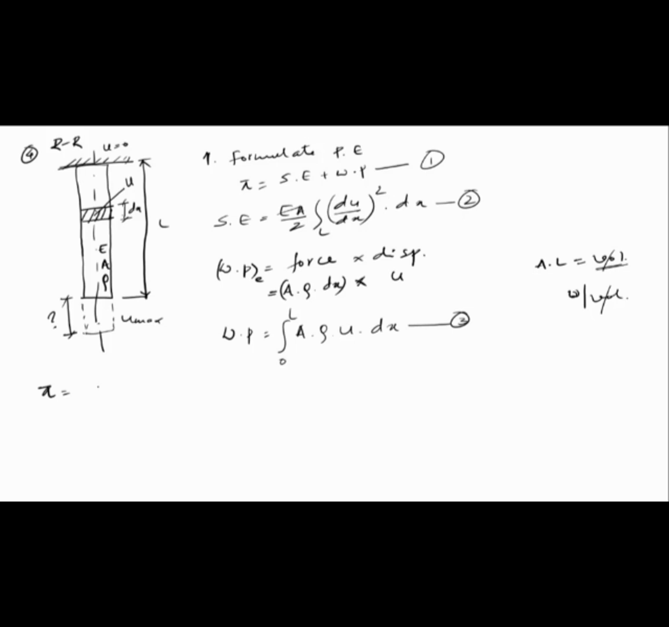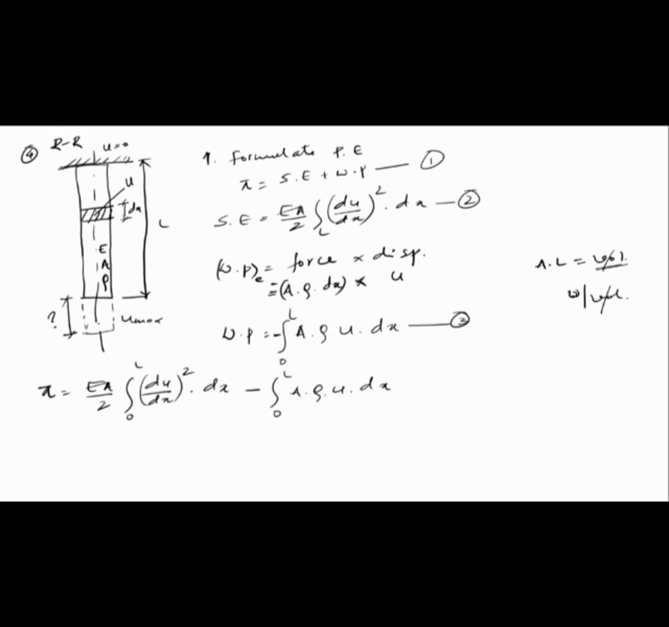Therefore Pi is equal to EA divided by 2, integration 0 to L, (du/dx) is my strain, whole square, into dx, minus, so as I told, work potential is always negative. So it is minus integration 0 to L, A into rho into u into dx. Okay, so this is my entire Pi function I have formulated.